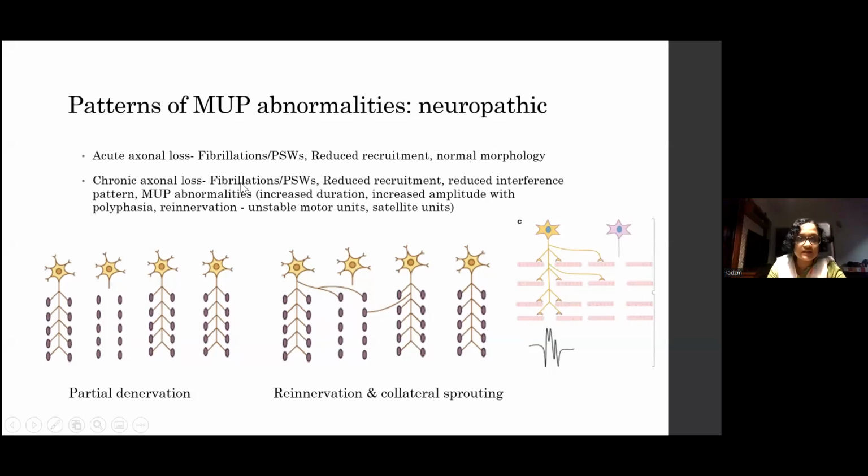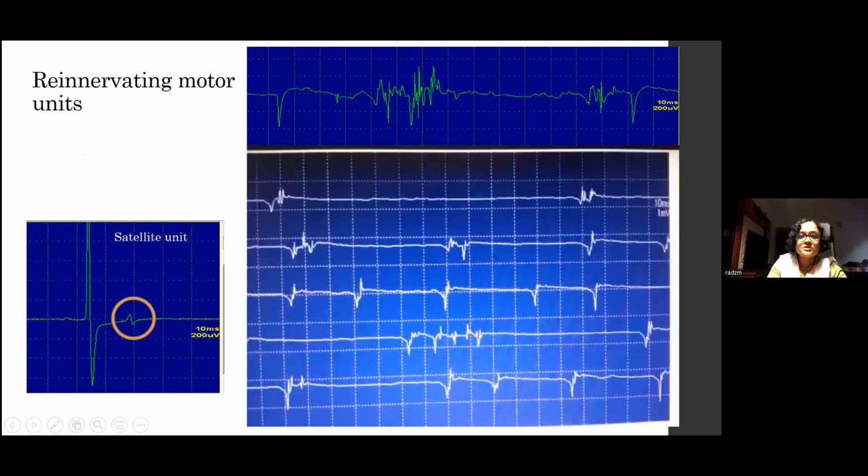Chronic axonal loss, you can still get fibrillations and positive sharp waves. Reduced recruitment will be there. Reduced interference patterns will be there. Motor unit potential abnormalities will be seen in chronic denervation or chronic axonal loss. That is increased duration, increased amplitude with polyphasia and reinnervation, resulting in something called unstable motor units and satellite motor units. And this is partially denervated when some of the motor units are affected, while the other unaffected motor units adopt the other muscle fibers from the affected motor unit, giving rise to this long duration and polyphasia.